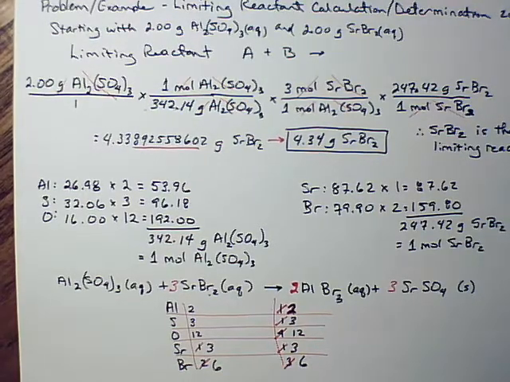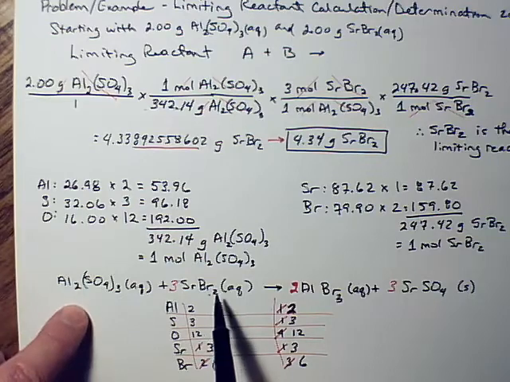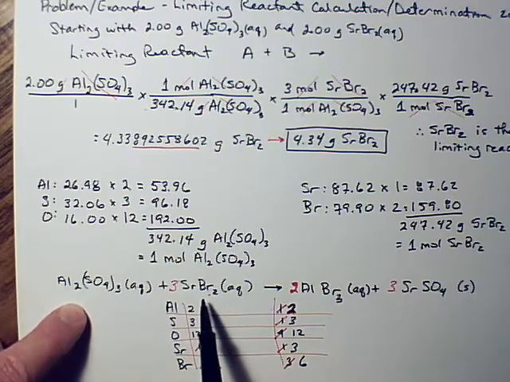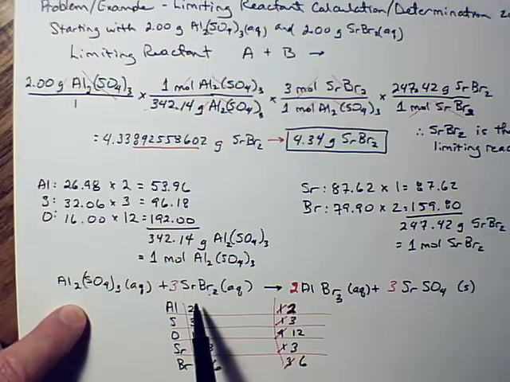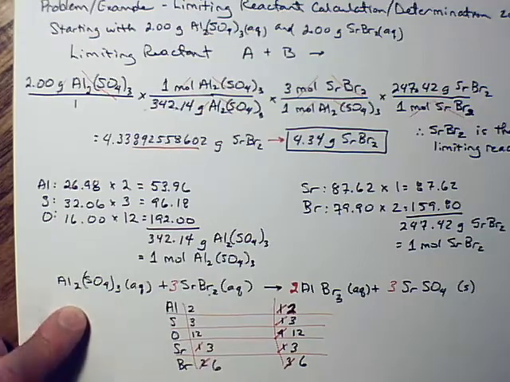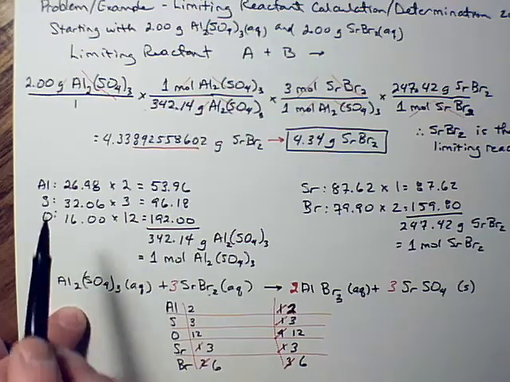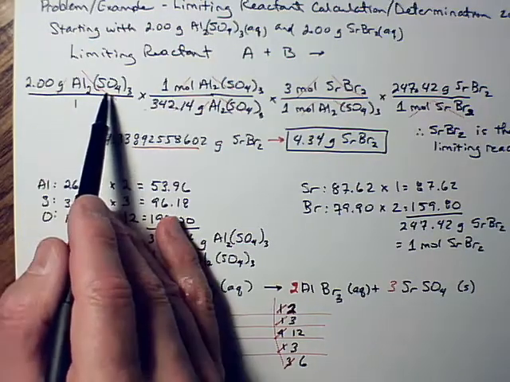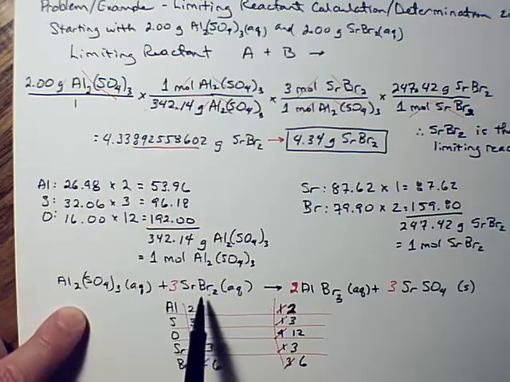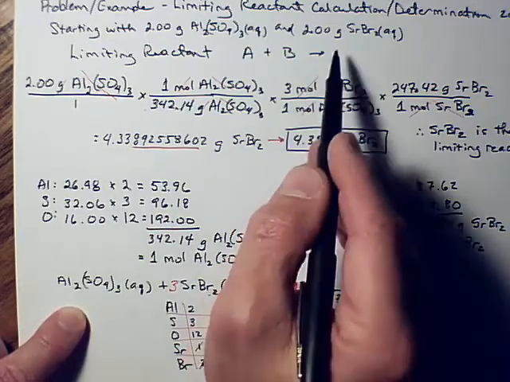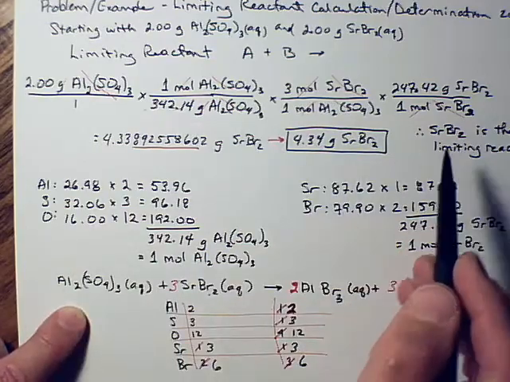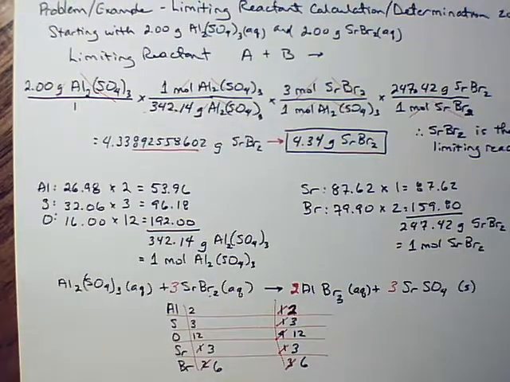Earlier, I said that it doesn't matter which one of the two reactants we start with. Alright, I want you to prove it to yourself. I want you to do this whole calculation over again, only this time, instead of starting with aluminum sulfate, I want you to start with the strontium bromide. 2 grams of strontium bromide, do the same math, and find how much product, or how much of the other reactant, you're going to get.